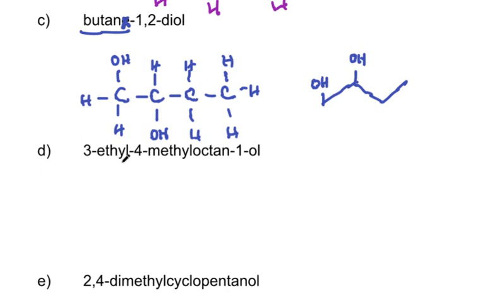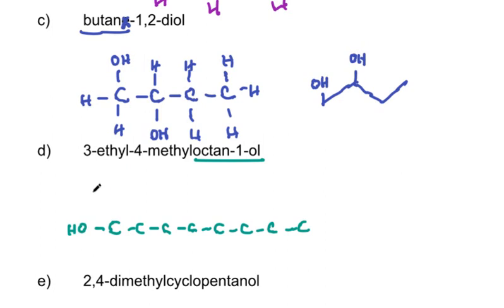3-ethyl 4-methyl. Okay, this one has branches, more about them later. Focus on the primary. Octan-1-ol is octane, of course. So 1, 2, 3, 4, 5, 6, 7, 8. The first carbon gets the hydroxyl group.